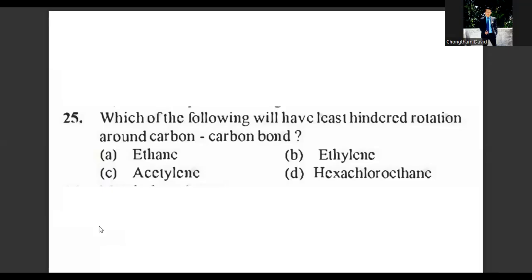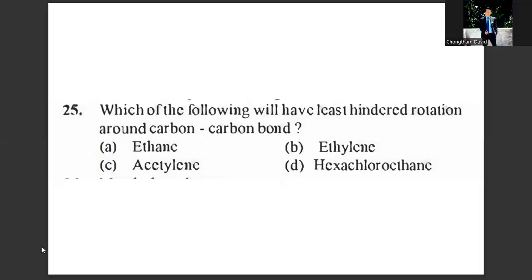So if you logically arrive at the conclusion, which of the following will have least hindered rotation around a carbon-carbon bond? It is ethylene because it has a restricted rotation. That's the bottom line. Question number 25 is C. Sorry, B. The answer for 25 will be B.